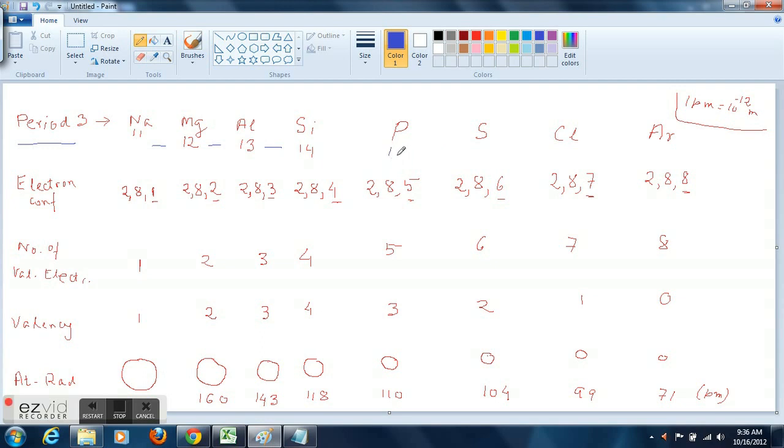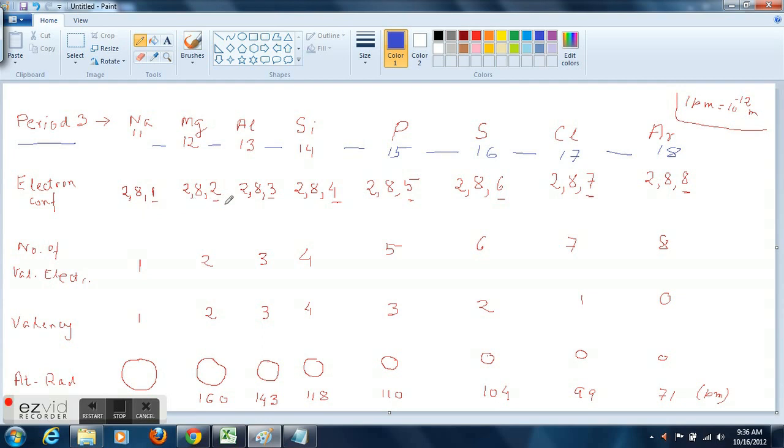I forgot to write the atomic number of phosphorus, which is 15, for sulfur it is 16, for chlorine it is 17, and for argon it is 18. As you can see, the electronic configuration goes from 2,8,1 all the way up to 2,8,8. For argon, the number of electrons in the outermost shell is 8. That means it has already completed the octet, because that is the ultimate goal of every element.